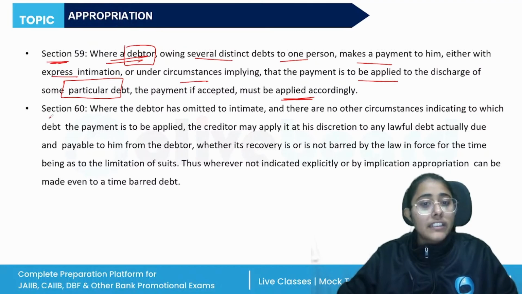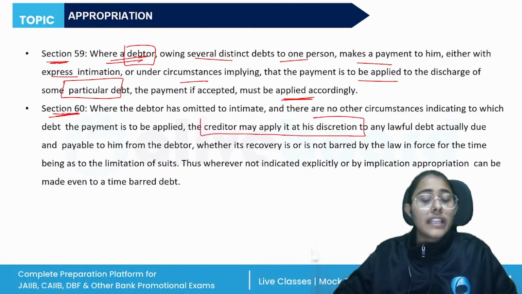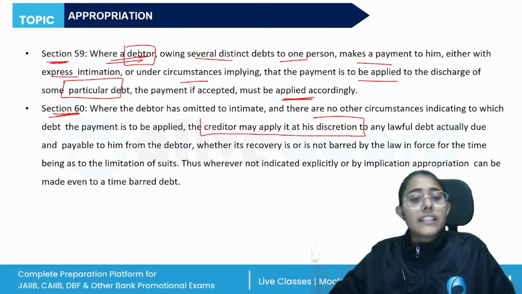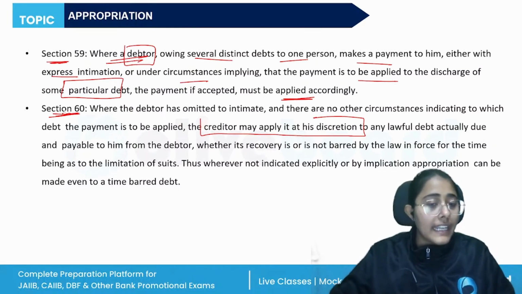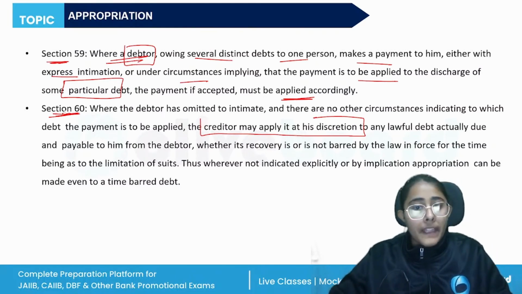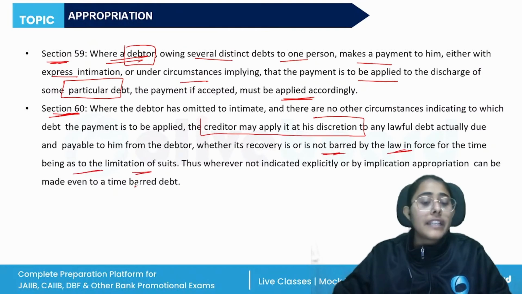Then if the debtor has omitted to intimate, or there is no condition that states that the payment has to be made in discharge of a particular debt, then the creditor may apply it at his own discretion. So section 60 says discretion lies with the creditor only if the debtor has not stated any particular debt to be paid off. Now, this is whether or not it is barred by the law in force at the time of limitation of suits.